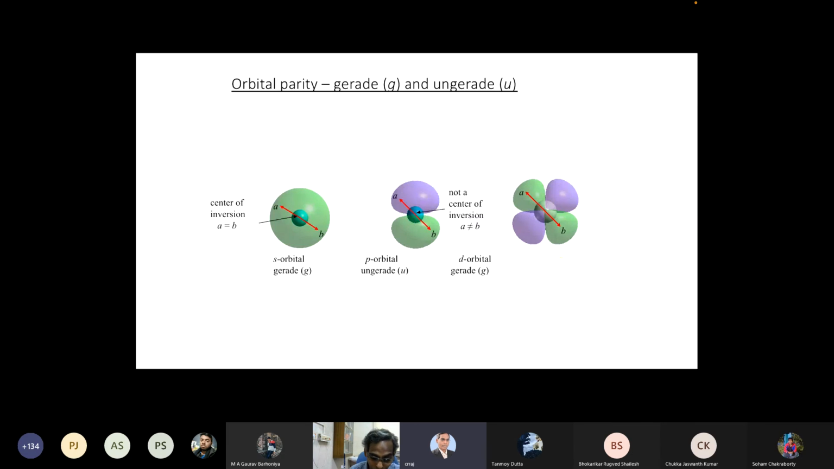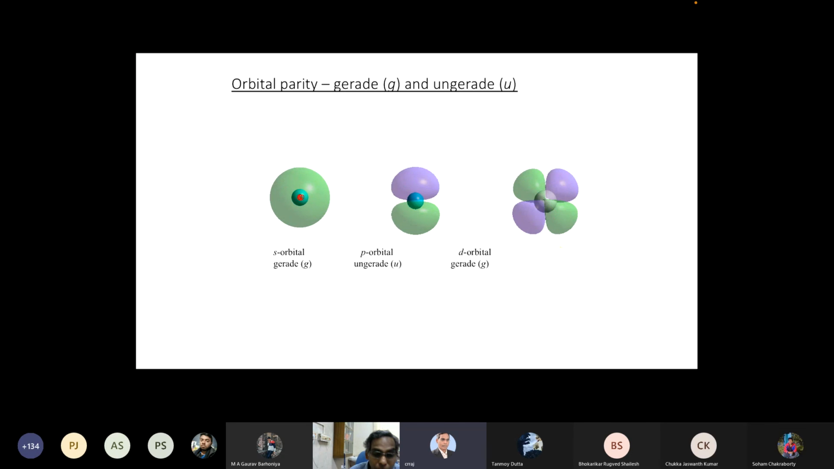Yes, you can look here. I am drawing here the center of inversion. At the center, I start from A and go to B, through the center of inversion, the center of the orbital or the molecule or whatever it may be. If I end up with the identical position, then I call this gerade. It's a symmetry. Okay, quite straightforward.